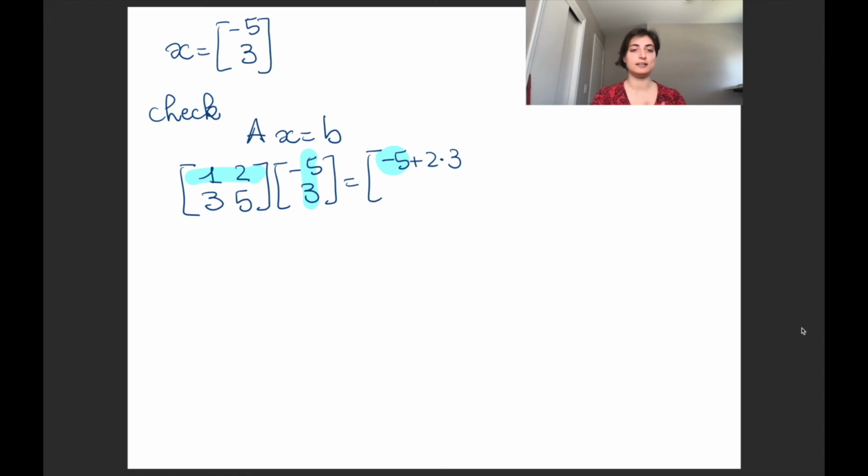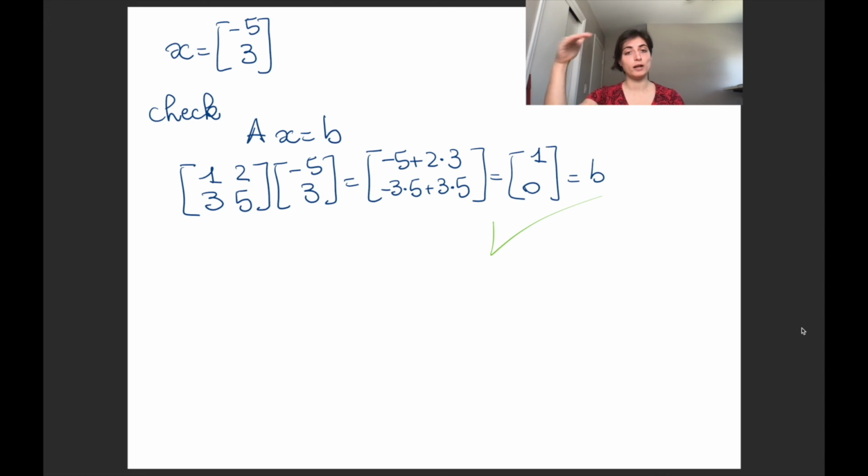Let's check that A times X is indeed equal to B. So we multiply the matrix 1, 2, 3, 5 by the vector that we just built, that is -5, 3. So first row of A times X gives us -5 plus 2 times 3. And second row of A multiplied by X, and that indeed gives us 1 in the first element and 0 in the second. So we have retrieved B, we have successfully solved our linear system.